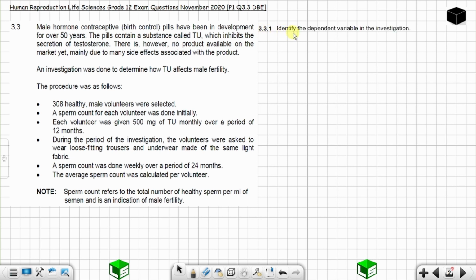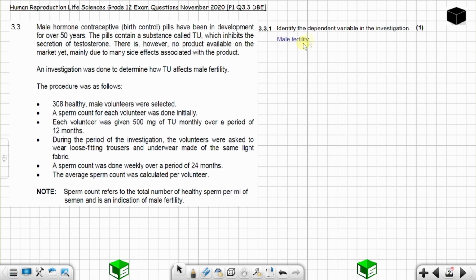Okay, now question 3.3.1. Identify the dependent variable in the investigation. 1 mark. The dependent variable is the variable that is affected because of the effect of the other variable. When you read this line, you can see that an investigation was done to determine how TU affects male fertility. Male fertility is affected by the substance TU, so male fertility depends on the substance TU. So the dependent variable is male fertility.